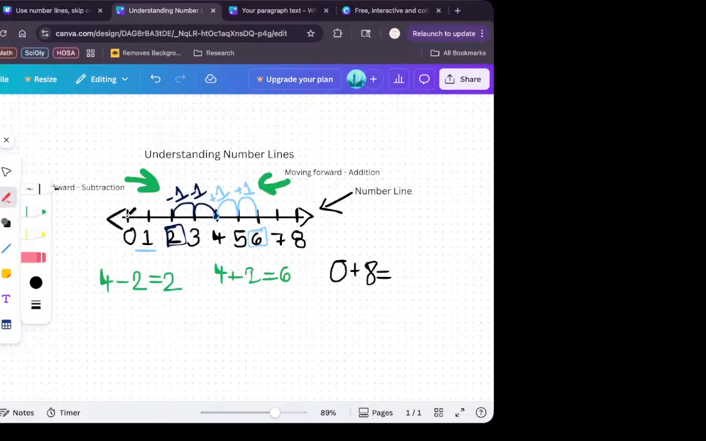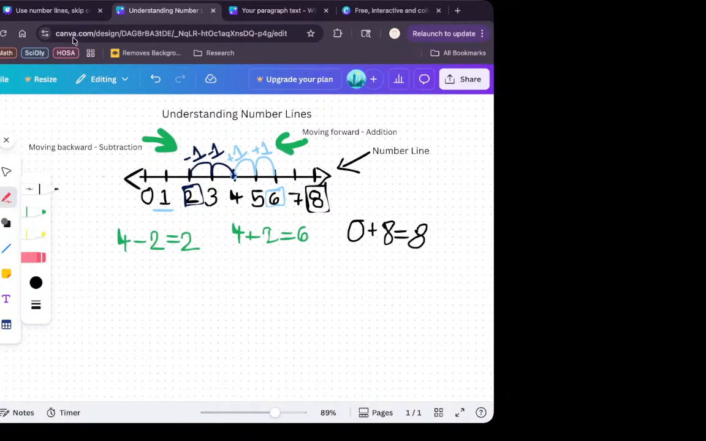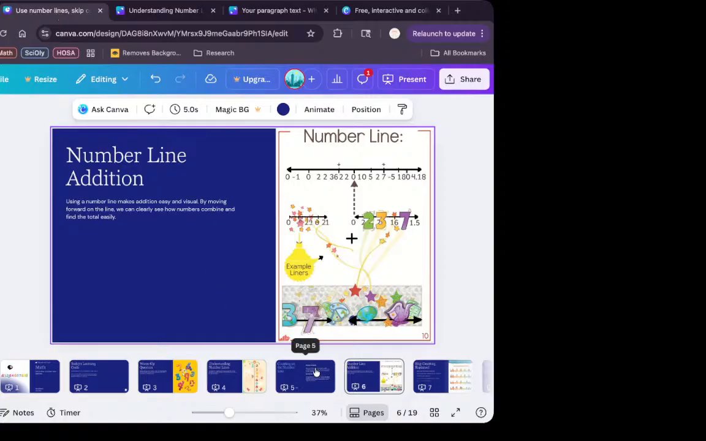Well, if we jump 8 times, 1, 2, 3, 4, 5, 6, 7, 8, we get our final answer, 8. It makes it easier and we can visually see how we are getting it. Okay? Let's go to the next one.